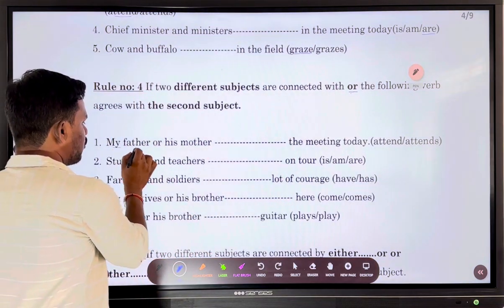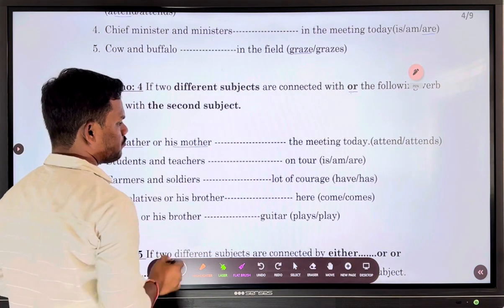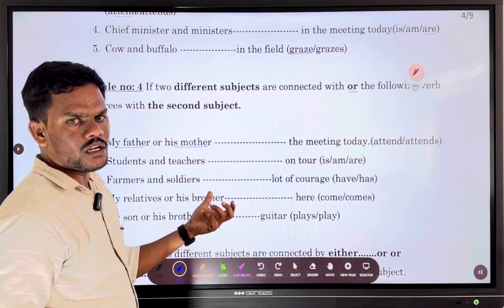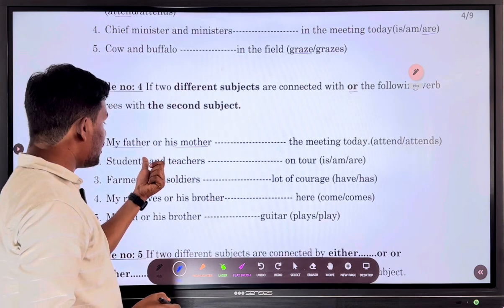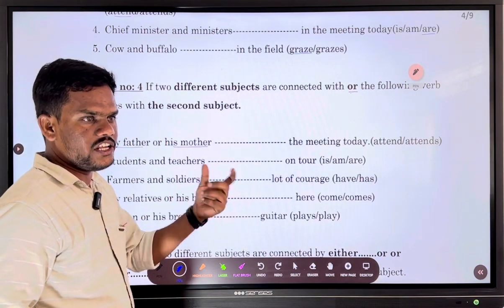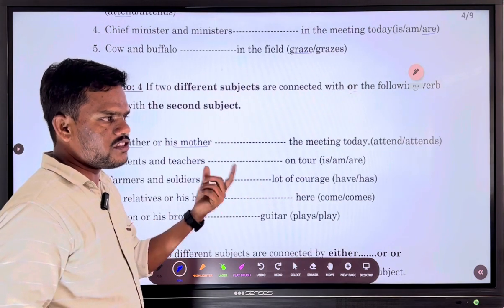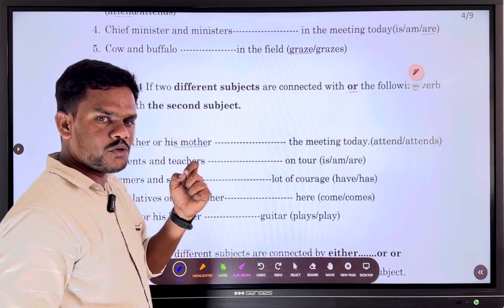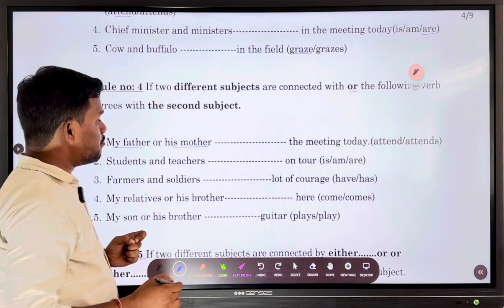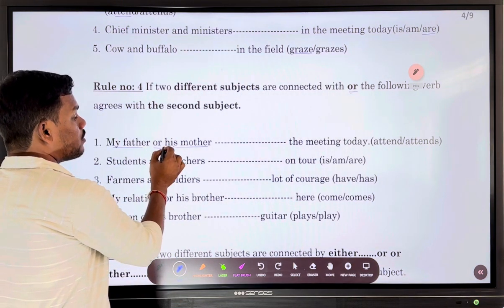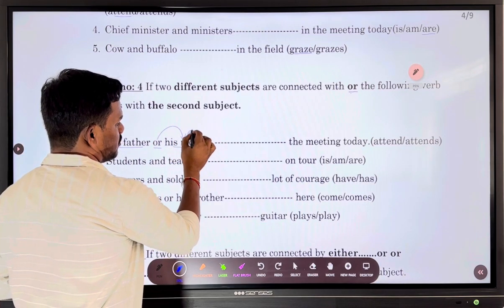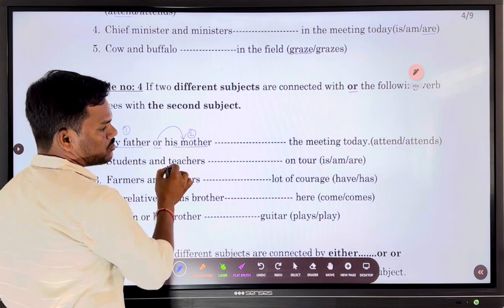See, my father or his mother. Most of the people say my father or his mother becomes plural, but it is wrong, because or indicates only an option, either he or she. When it comes to either he or she, it only talks about an option. So when we combine two different subjects by using or, the verb has to agree with the second subject. This is the first subject and this is the second subject.